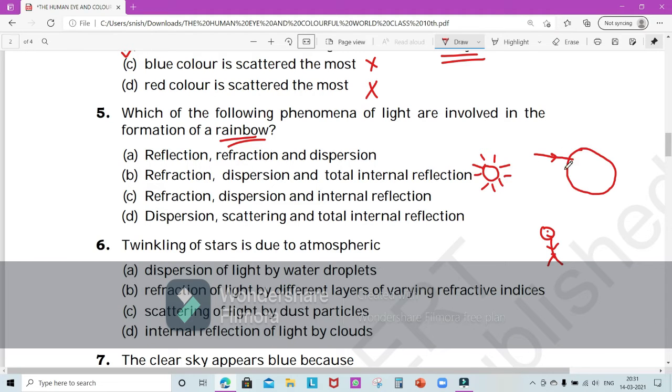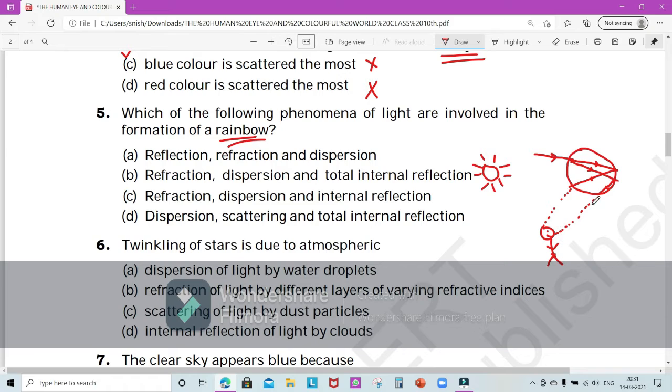Now the droplet is definitely not this big, but still one of the rays from the sun is reaching like this and it's going to get refracted, then refracted again, right? It's going to be refracted again and then it reaches the eyes.